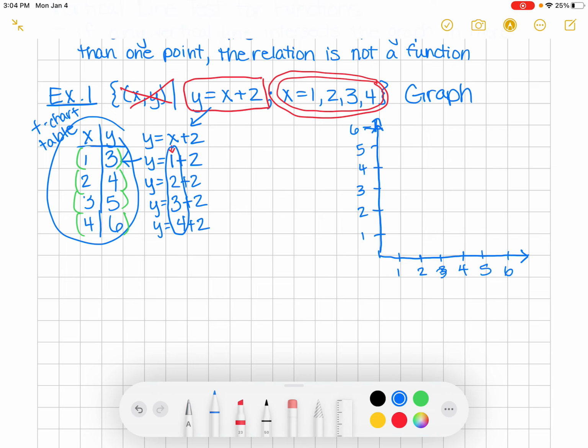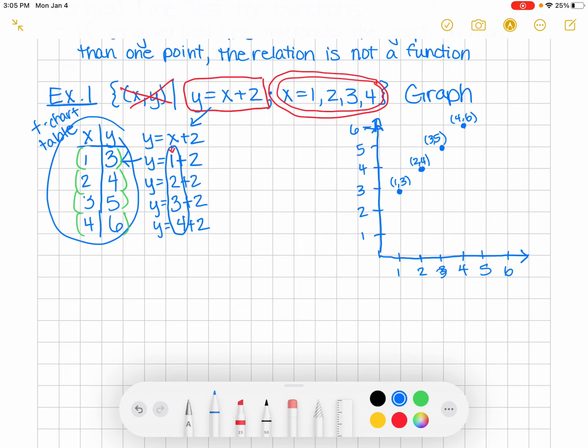Okay, so my first one is 1, 3. And I'm just going to label it like this, 1, 3. My next one is 2, 4. The next one is 3, 5. And the last one is 4, 6. And there, I've graphed my relation. And then it may ask you, sometimes it says, graph this and then tell us if it's a function.